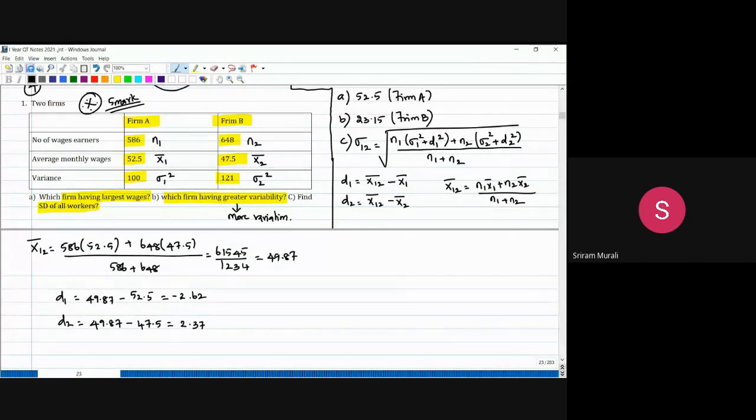So sigma 1 2. Sir, Sir, 49.87 minus 52.5, 2.63 minus. I can't hear you properly. Minus 2.63, sir. What are you saying, minus 2? Sir, the 49.87 minus 52.5 is equal to 2.63, sir. I put it as 2.62, 2.63, what is the big difference?